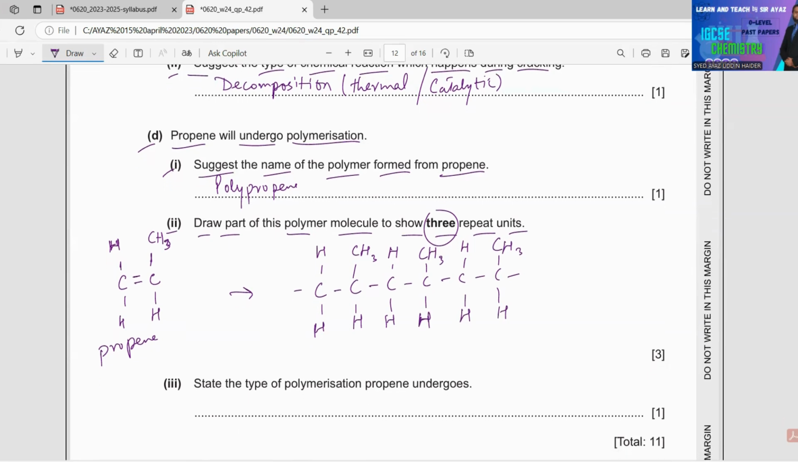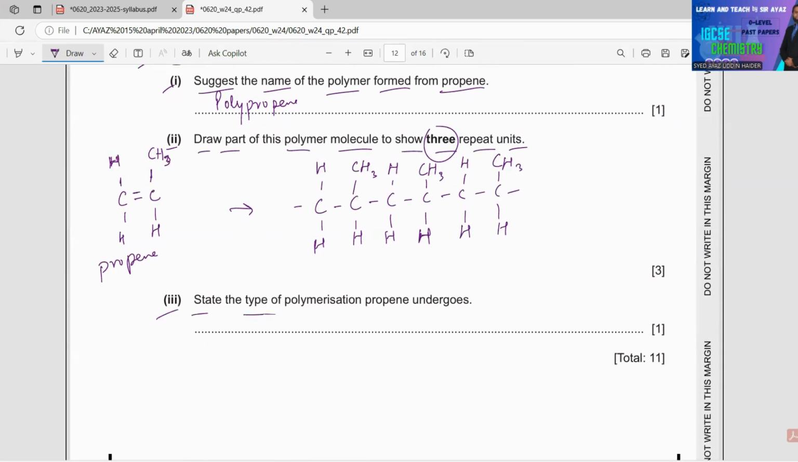polypropene polymer. Number 3, state the type of polymerization propene undergoes. It's addition, simply addition. They're adding of monomers. So I will write addition.